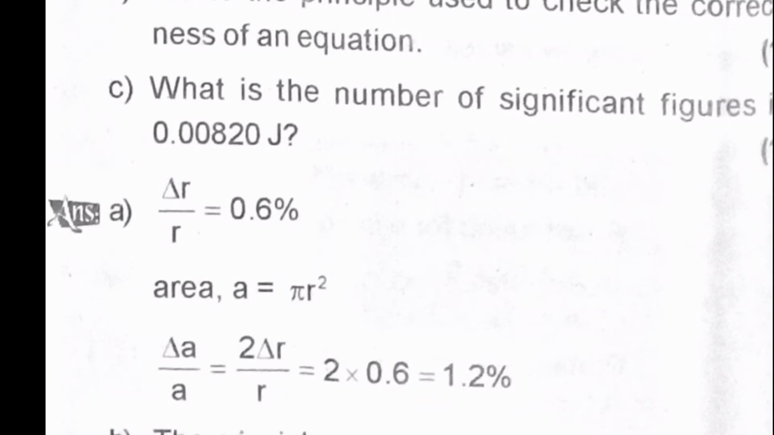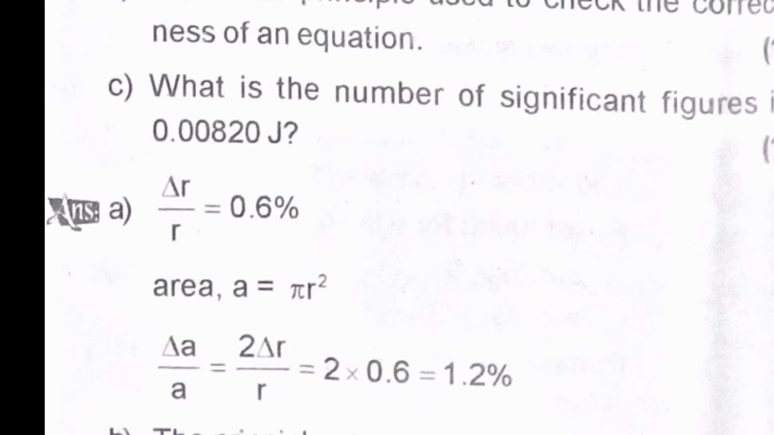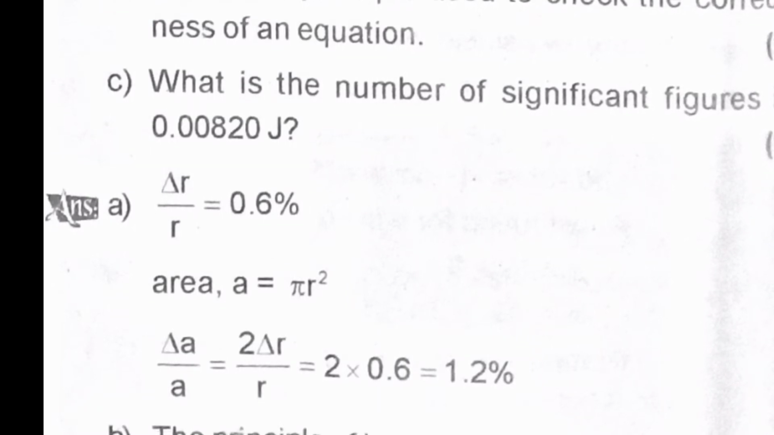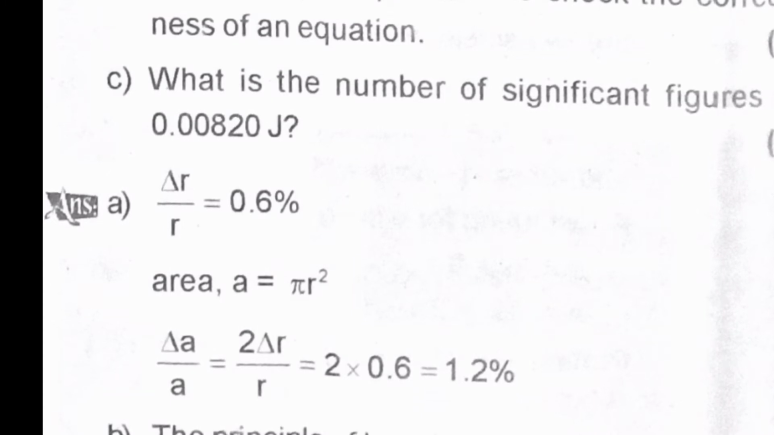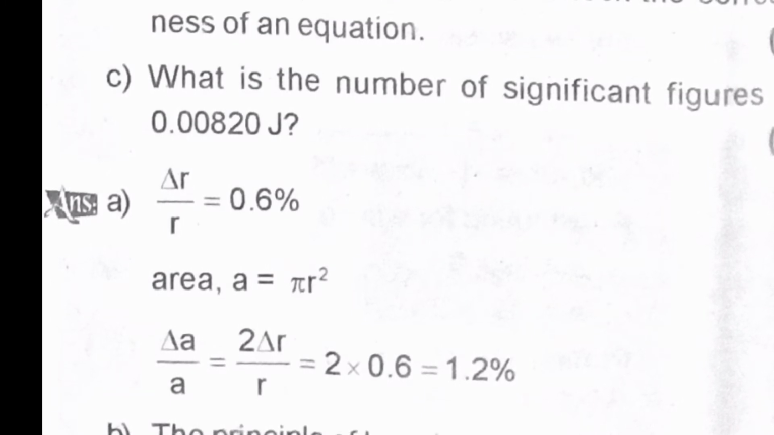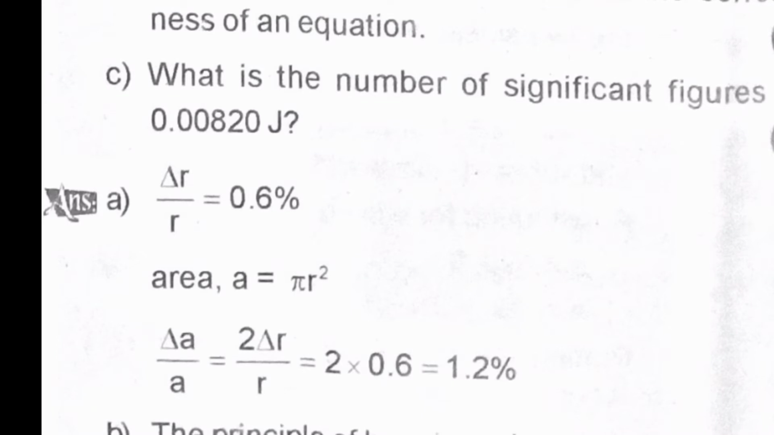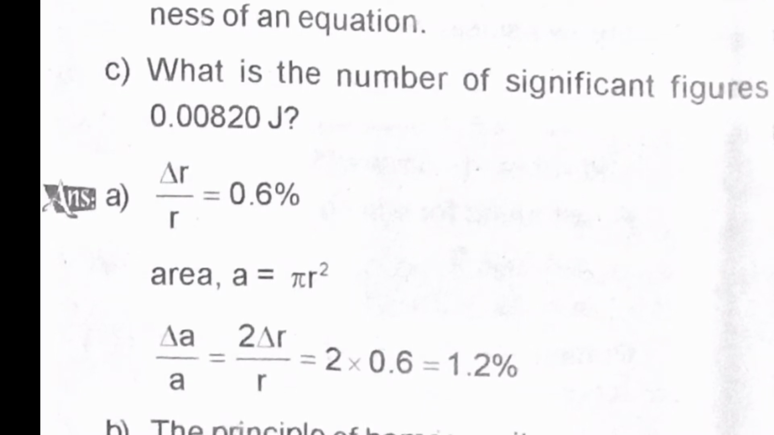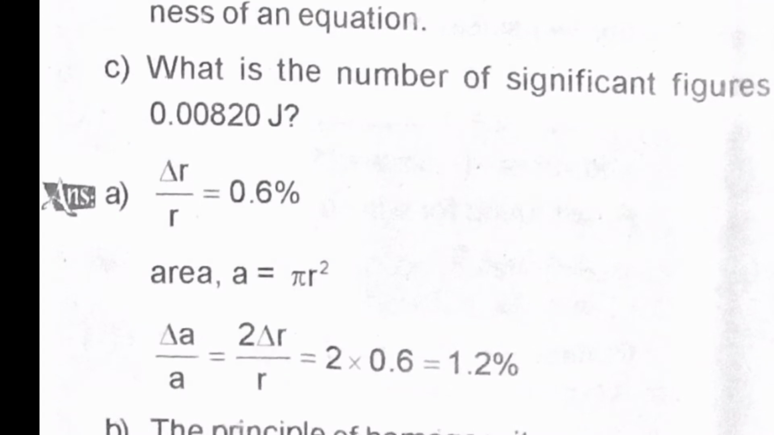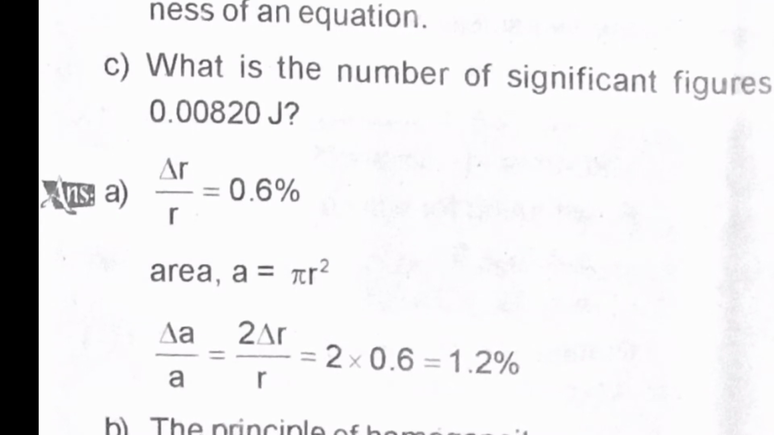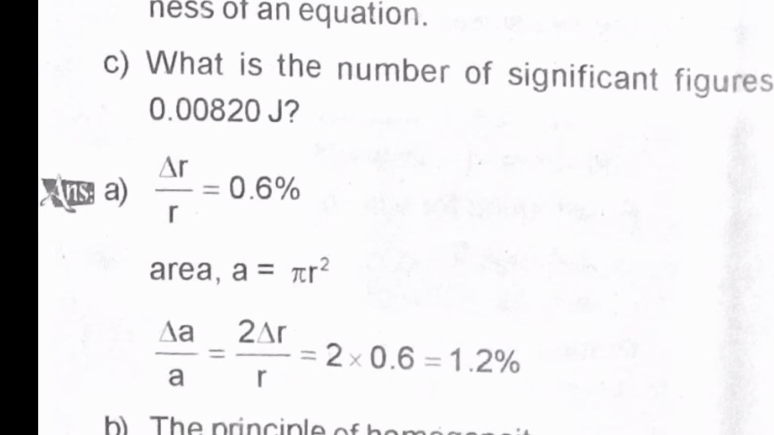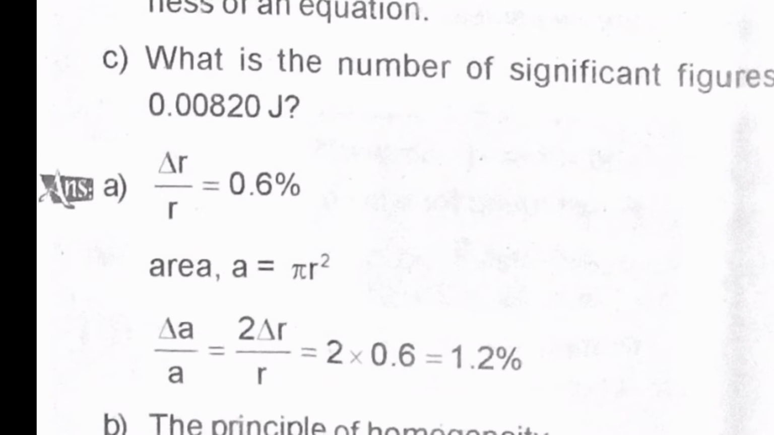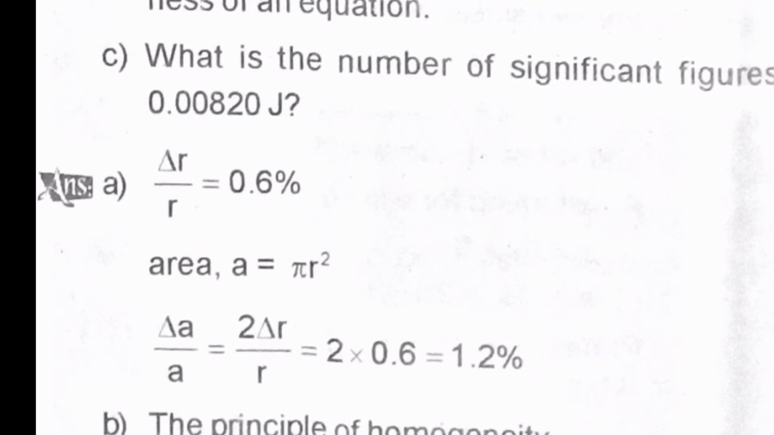The first question is given as the error in the measurement of radius is 0.6%. We have to calculate the percentage error in the area of the circle. First of all we can write down the given quantities. That will be delta r by r, the error in the measurement of radius, that is 0.6%. And we have to calculate area. So what is the area of the circle? Yes, that is pi r square. So A is equal to pi r square.